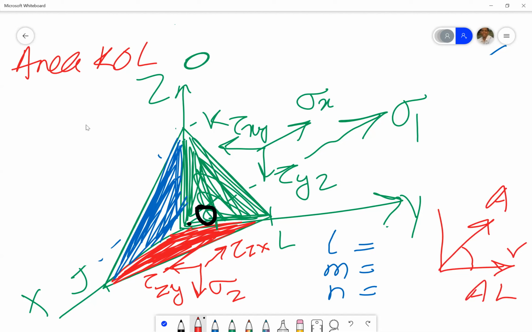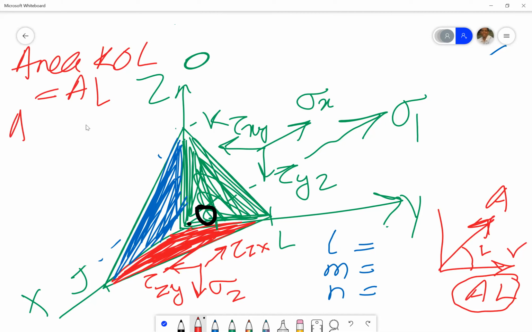If this is the area A in this direction, and this is the cosine of the angle between them, it will be L. So you can simply write the area AOL as AL. This is the X plane. The KOL plane is nothing but simply the plane lying on the x-axis, so the area of KOL we can simply write as AL.